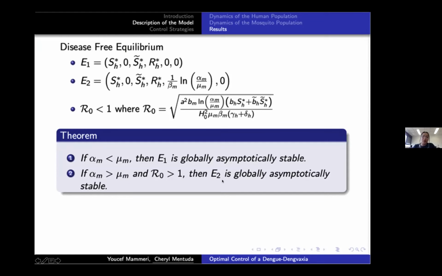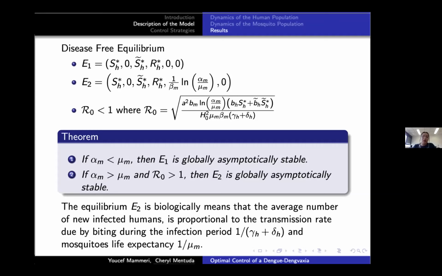We have to note that our R_0 actually has biological meaning. It means the average number of new infected humans, proportional to the transmission rate due to biting during the infection period and the mosquito life expectancy.